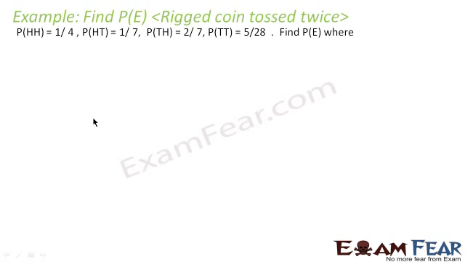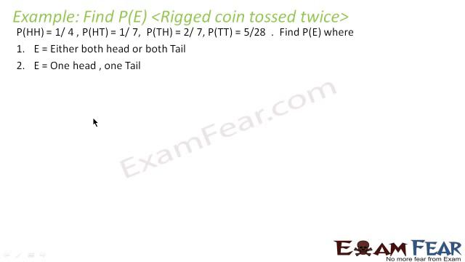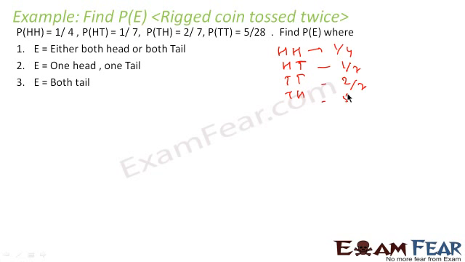The coin is tossed twice, a rigged coin, and we have to find P of E. So in this case, first we'll check whether it is an axiomatic approach or not. If the coin is tossed twice we get HH, HT, TT, or TH. If we add the probability of all these, we should get 1. P of HH is 1 by 4, P of HT is 1 by 7, P of TH is 2 by 7, and P of TT is 5 by 28. This is the whole sample space.